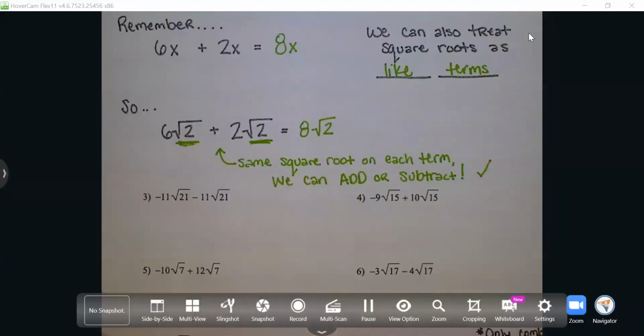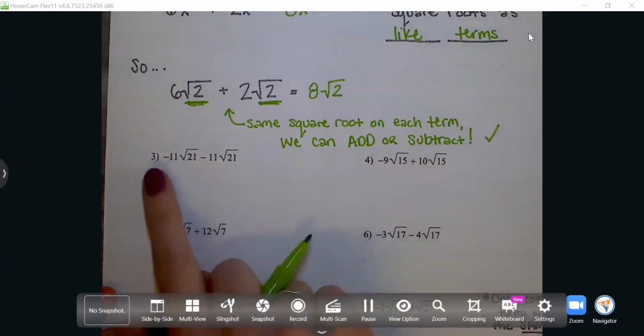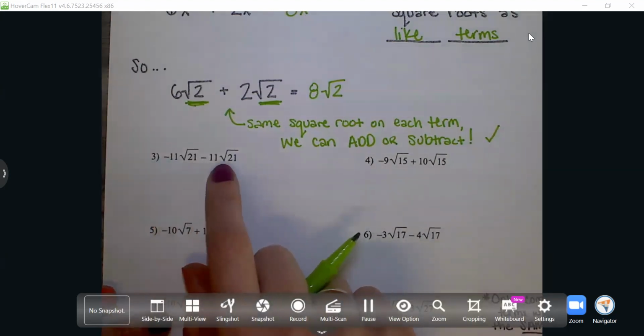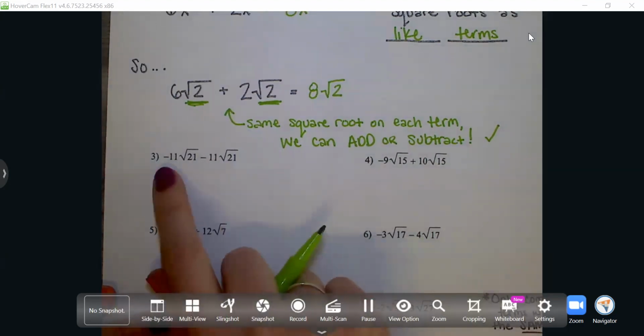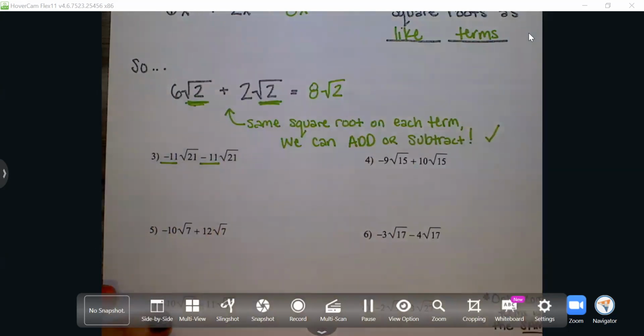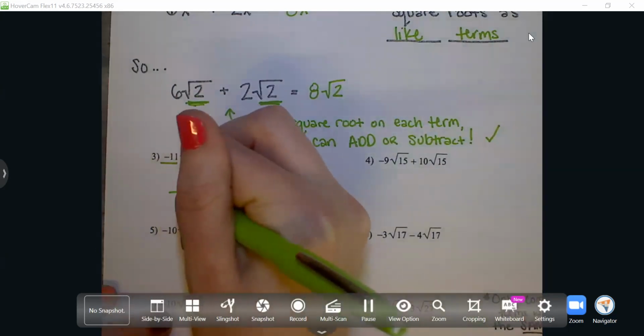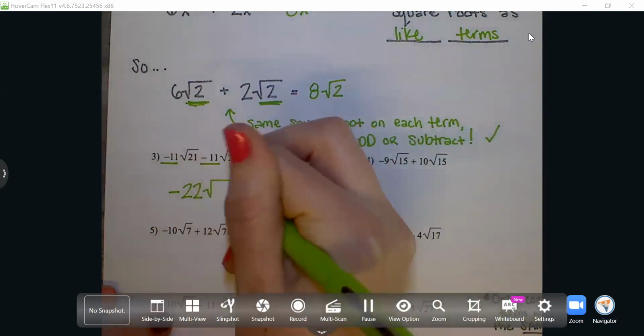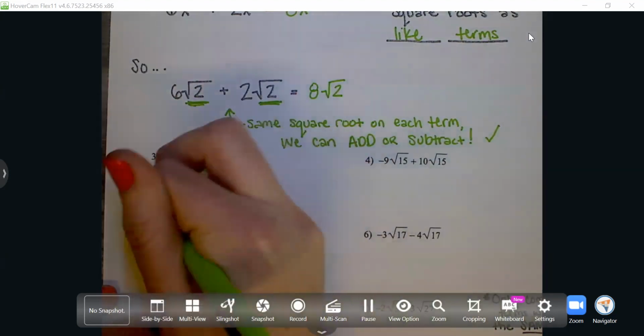Let's move down to number 3 and number 4. So I have negative 11 square root of 21 minus 11 square root of 21. I have to think of this as negative 11 minus 11, and I get negative 22, and I'm going to just keep that square root 21 as a part of my answer.